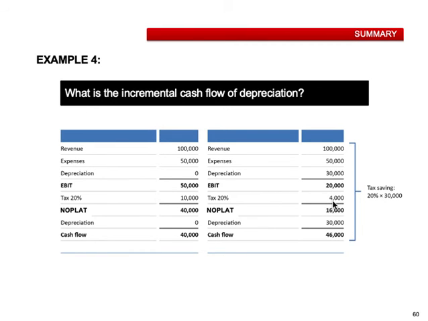So in other words, an answer to the question is, in the original situation without any depreciation, you pay 10,000. In a situation in which you do have depreciation, you pay 4,000. So the incremental cash flow of depreciation is obviously 10 less 4 is 6,000 euro. We also call the 6,000 euro the tax shield related to depreciation.